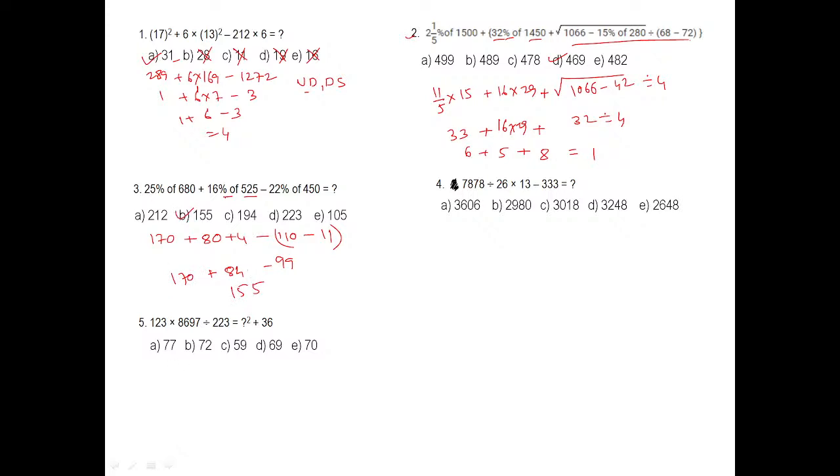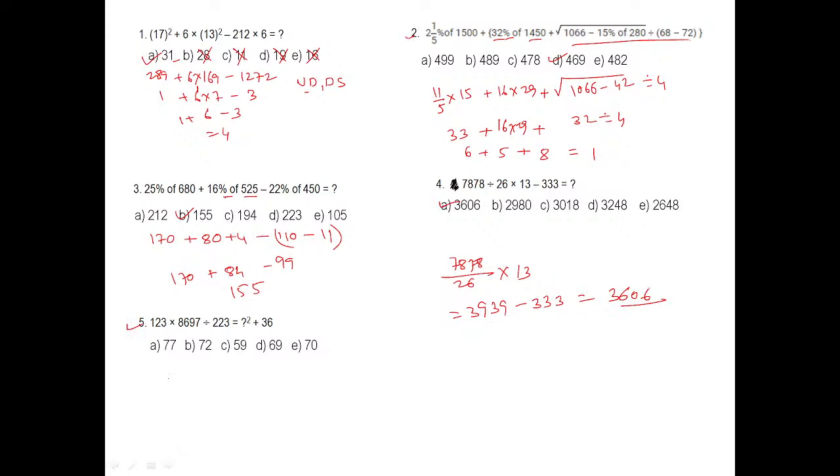Moving to next, 7878 divided by 26 multiplied by 13, and this is 2, 3939 minus 333. What would it be? 3606. Yeah, so option A is the correct one.